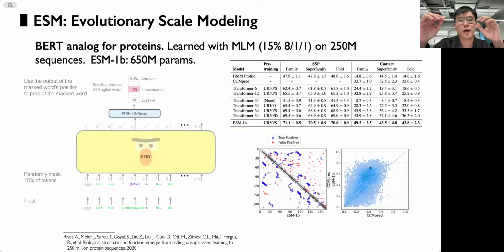But the masking ratio is a fixed ratio of about 15%, and they learn from a lot of evolutionary scale sequence data, and can learn the evolutionary patterns inside the sequence data, and can use this learned evolutionary knowledge for downstream tasks.